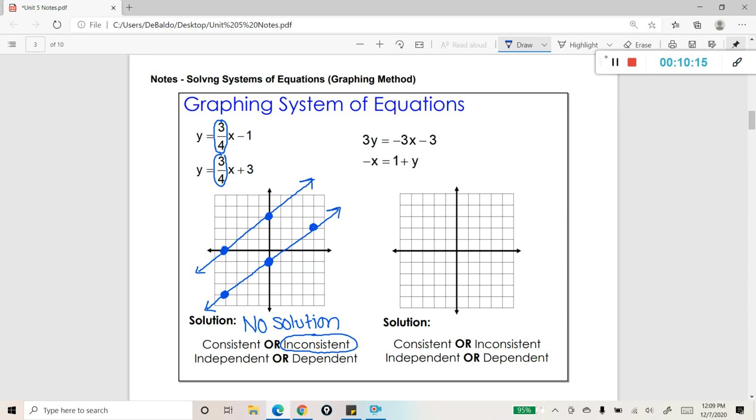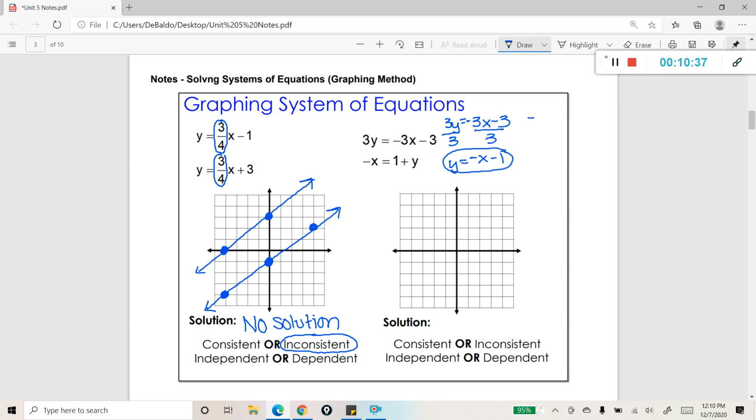You can see that this one is not in slope-intercept form. So let's go ahead and just take a moment to do that. I'm going to go ahead and just write this up here and do a little bit of prep work before we begin. I'm going to divide this first one by 3 to give me y equals negative x minus 1. So that's the first equation I'm going to graph.